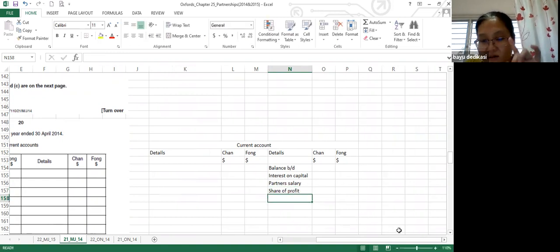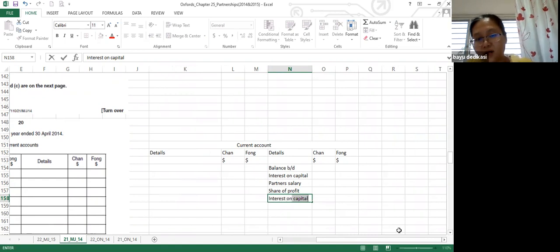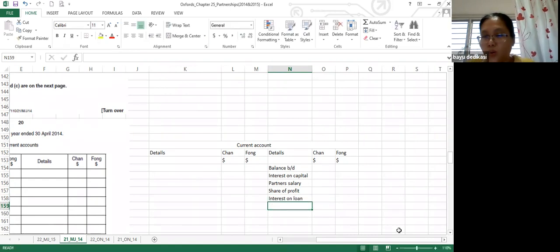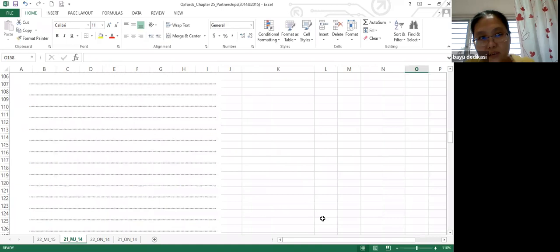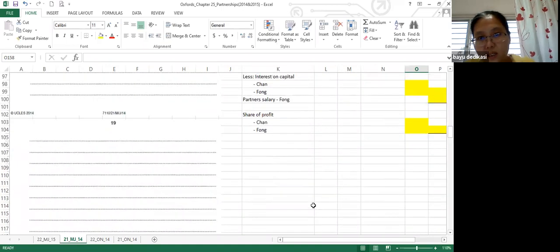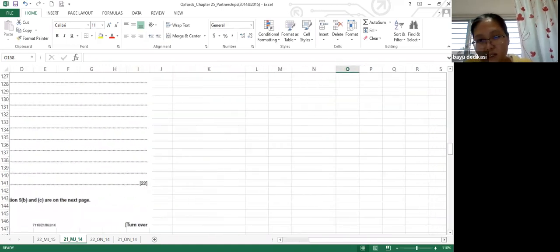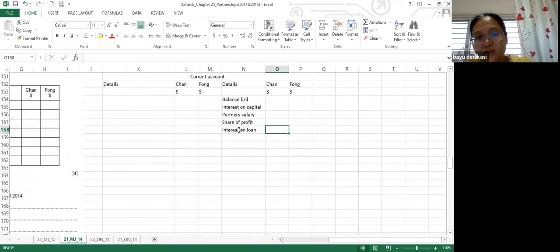This question has the interest on loan. Your interest on loan, who is the partner? Bank loan or partner loan or what? Oh, sorry, this one is not a partner loan. This is a bank loan. Bank loan, then no. Because if you have a partner loan, then you have to put it in. But this is not. Okay.